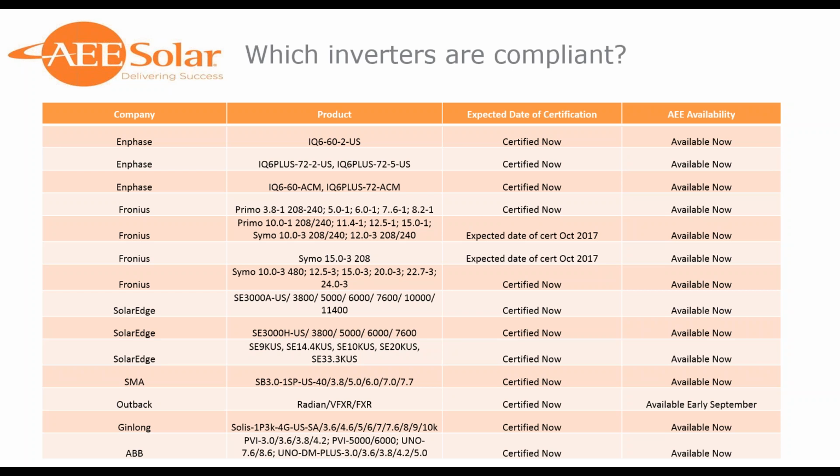The complete Solus lineup from Jinlong, and from ABB, PVI 3.0, 3.6, 3.8, 4.2, the 5, the 6, the Uno 7.6 and 8.6, and then I have here the Uno DM Plus. This is a new lineup that's going to be launched in Q1. The 3.0, the 3.6, 3.8, 4.2, and 5.0. Everything but the Uno DM Plus is available now, and of course they're all certified. So that should be your one-stop shop for making sure your product is compliant.